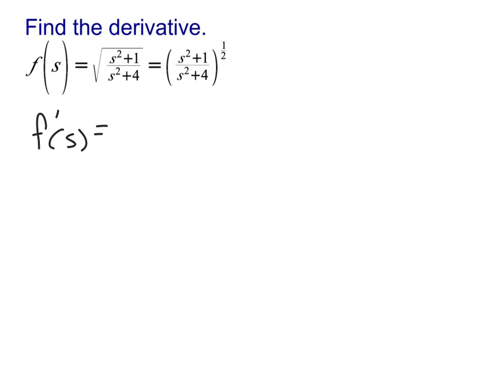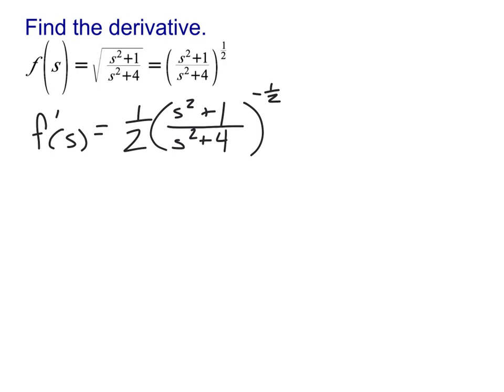So let's go ahead and use the power rule on the 1/2 power. And so that's going to give me 1/2 times the same stuff to the power of negative 1/2. Now that same stuff is always on the inside, so I just keep it as s squared plus 1 over s squared plus 4. So that's the outer part of the chain rule. But now I need to do the derivative of the inner function.